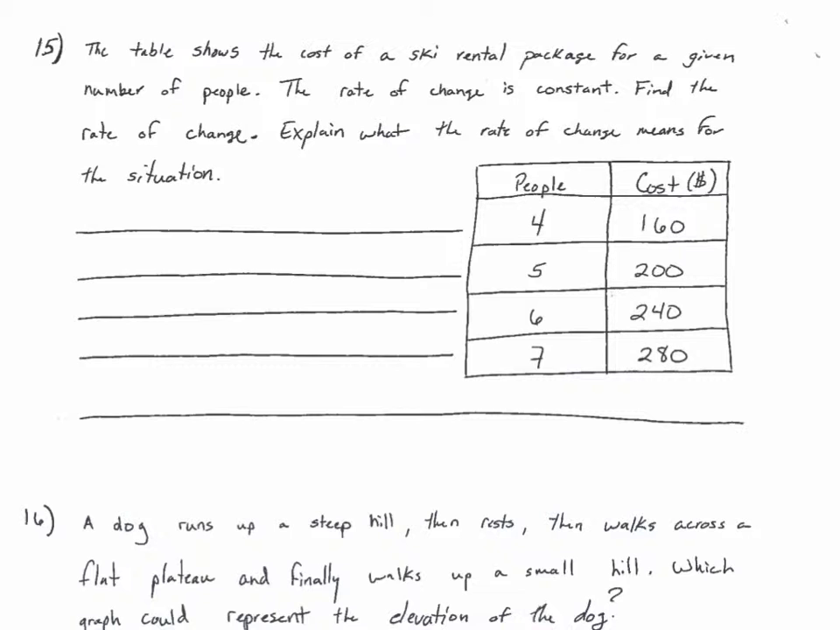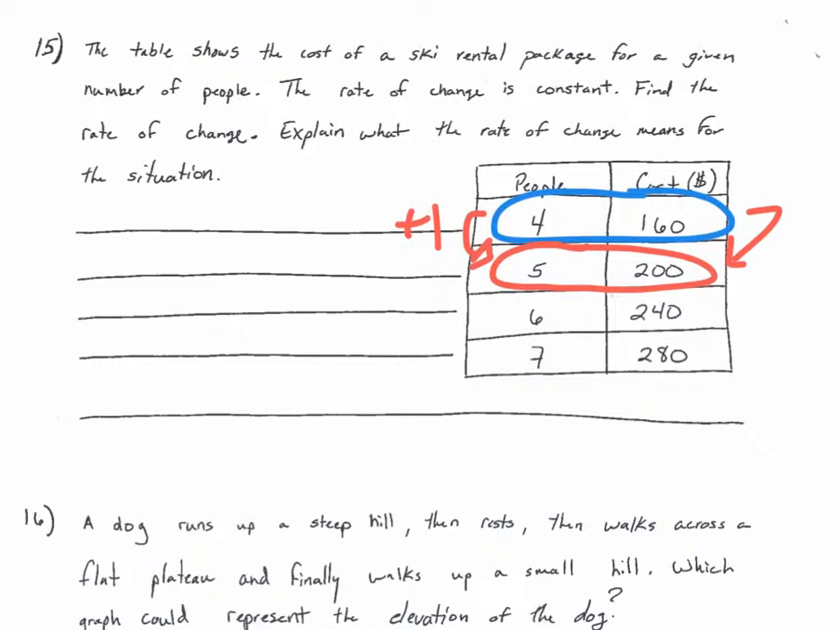So for 4 people, it says if 4 people go skiing, the cost is $160. And then if one more person goes, so now we have 5 people, the cost is now $200. So by adding just one person, the cost went up how much? Well, what do we have to add to 160 to get all the way up to 200? You'd have to add $40. Okay, so that means that for every one person, or at least for this first example, we're adding $40.